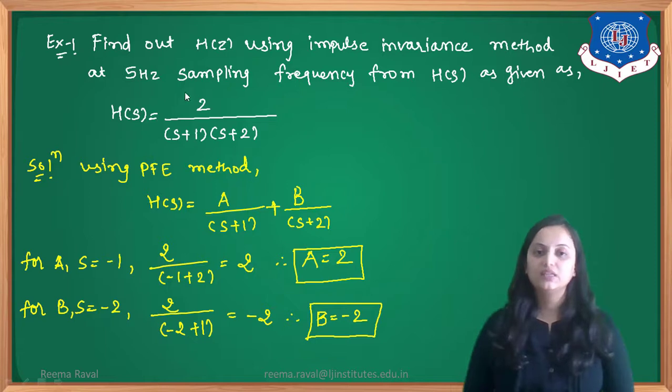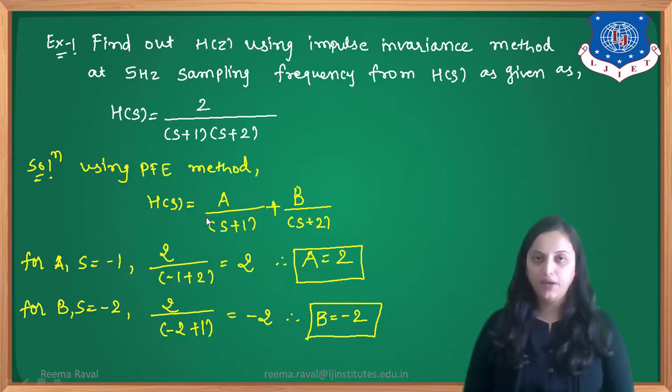Now as you can see this function is in terms of 1 upon denominator term having the poles individual. Using the partial fraction method we will have the addition term in between and we'll apply the formula to this. So here first of all, let us use partial fraction expansion method. So using PFE method, H of S equals A upon S plus 1, that means the first pole, plus B upon S plus 2, that is the second pole.